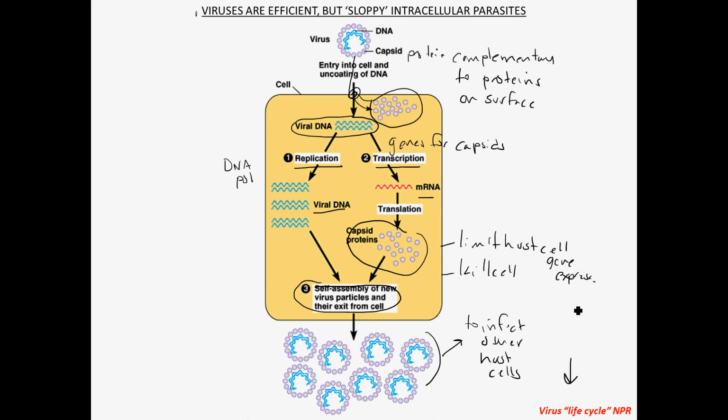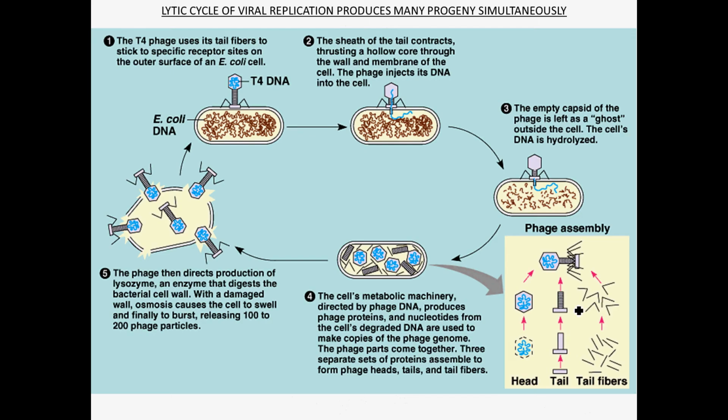There is an animation here, virus life cycle, a little blurb I heard on NPR that I posted there for you. What we just described is also known as the lytic cycle. Viral replication produces many progeny simultaneously. So again, take a look at this diagram here and work your way through it.